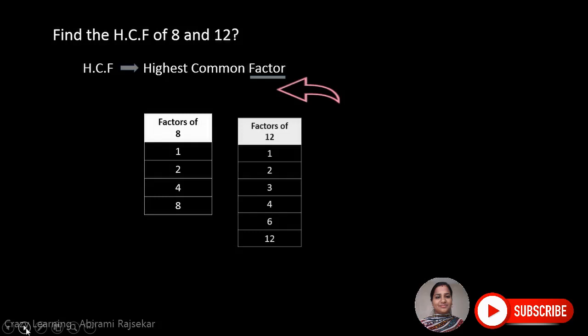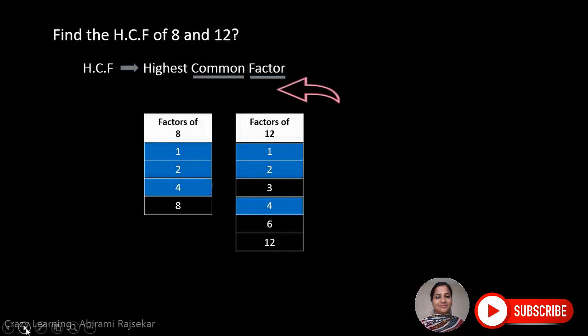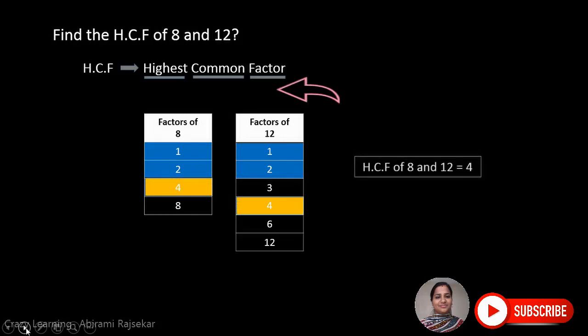Let's move on to the next word, common. So we want to take the common factors. The common factors of 8 and 12 are 1, 2 and 4. So HCF is the highest common factor. Let's move on to the next word, highest. What is the highest common factor of 8 and 12? It's the number 4. So, the HCF of 8 and 12 is 4.